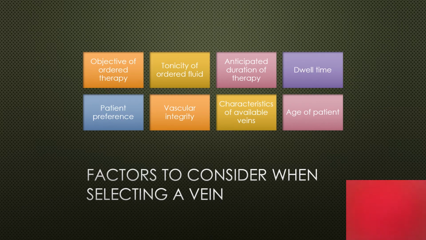You also need to be aware of the characteristics of the available veins. What size are they? Where do they go? Are they soft or hard? Are they cord-like? The vessel needs to be soft and spongy in order to really accommodate the catheter and the proposed fluids well. How long are you planning on the IV therapy lasting? Does the patient have a preference to where the site goes? And patient age can also dictate the site that's chosen.